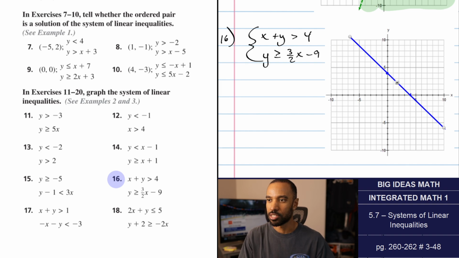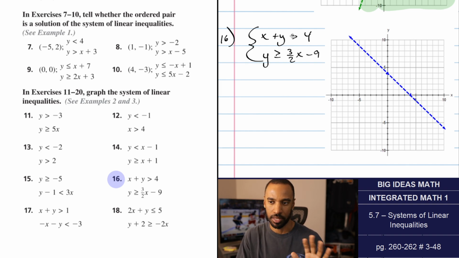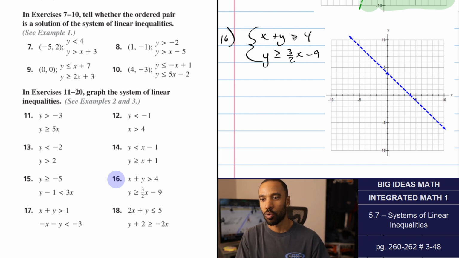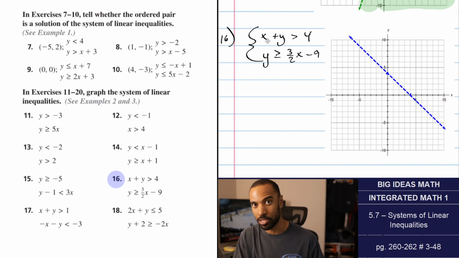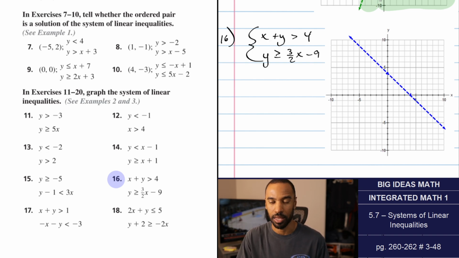The other thing is because it's standard form, you'd have to be very cautious and careful. Greater than doesn't necessarily mean shading above when in standard form because it's not y is greater than. It says x plus y is greater than. So your best thing to do here is test a point such as 0, 0. When I plug in 0, 0, is 0 greater than 4? No. Therefore, on the side of 0, 0, I will not shade. I will shade on this side of it, which happens to be above.